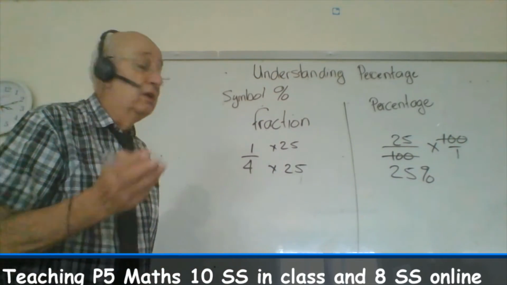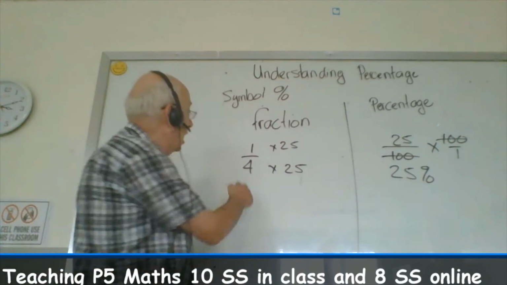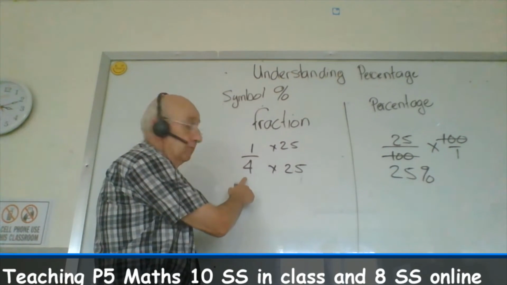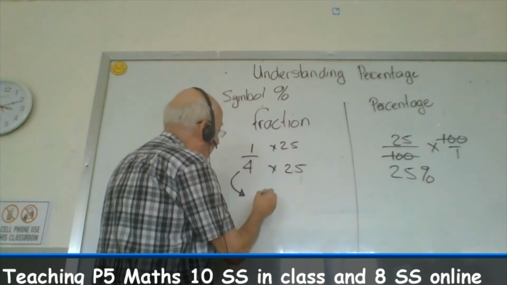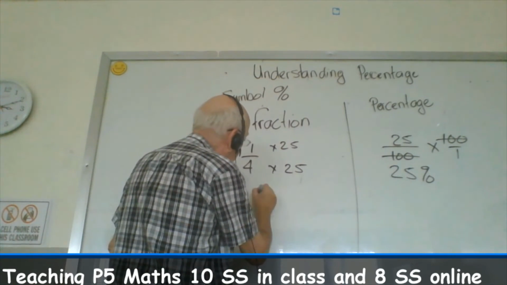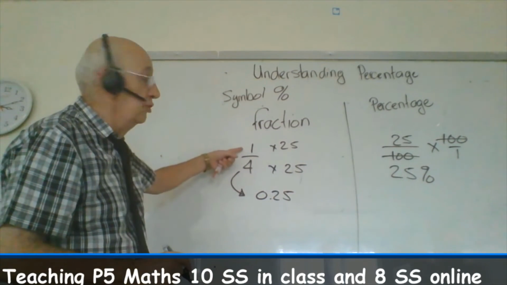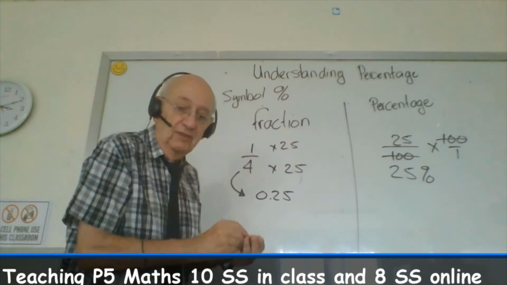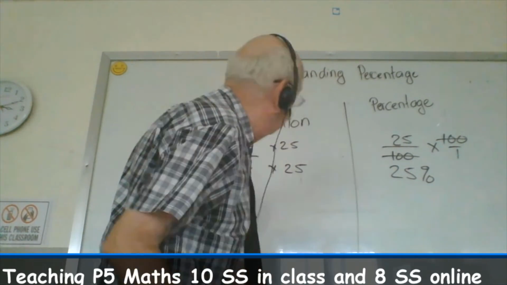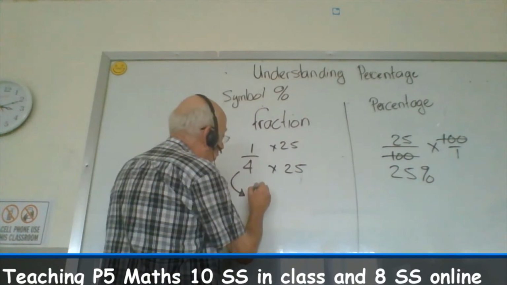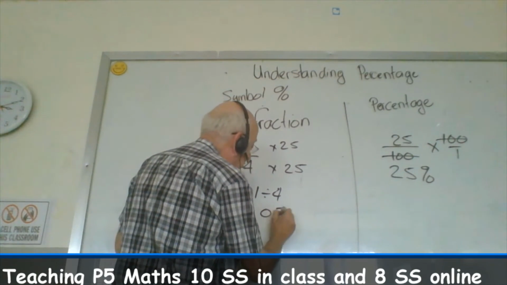Or you can do it the way I like doing it, the way I understand it. What I'm going to do firstly is convert this to a decimal. Now I know 4 divided into 1 is going to give me 0.25. That is the decimal I will get when I divide 4 into 1. Or let's rather just write the steps down so you can remember it. So it's going to be 1 divided by 4, and that equals 0.25.